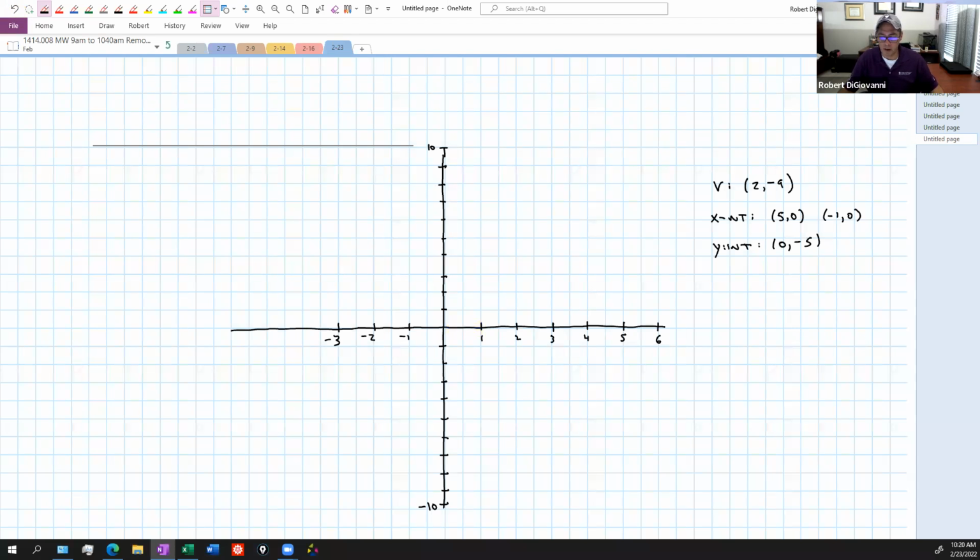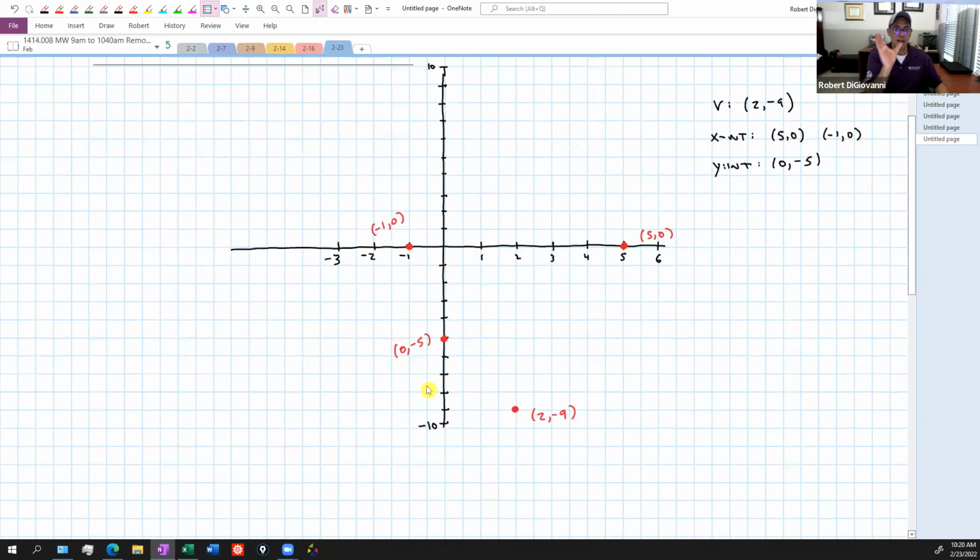I'm going to draw it now, in red. I'm going to start with the vertex, 2, -9. Go to the right 2, down 9. I'm going to label the point 2, -9. I said 2, 9, but 2, -9 is what I meant to say. My x-intercept is at 5, 0. That's here. My other x-intercept is at -1, 0. And my y-intercept is at 0, -5, right there. Now I need to draw a U-shaped parabola through those points.